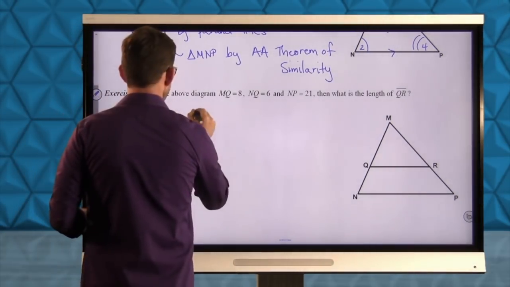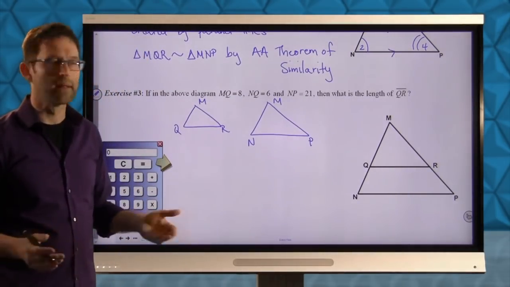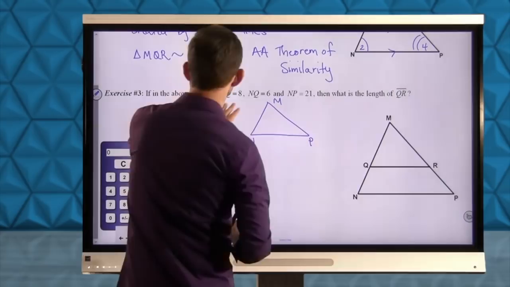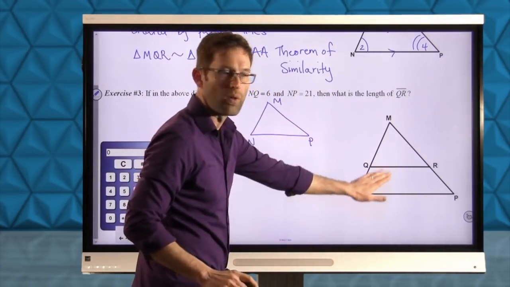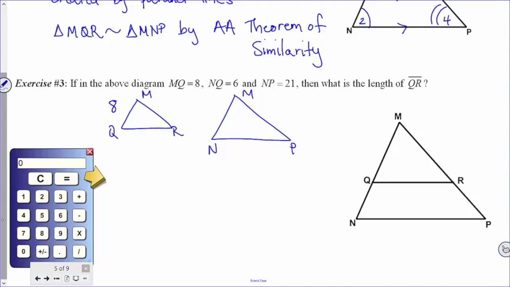So for instance, I'm going to draw MQR like this, and then I'm going to draw the larger one, MNP, as being the same shape but slightly larger. This now allows me to not see that double line here and just be able to say, well, MQ is 8, NQ is 6, but that means that MN would be 14, right?